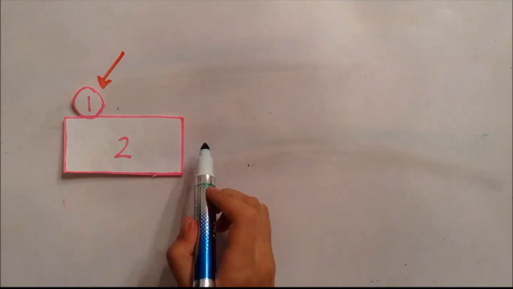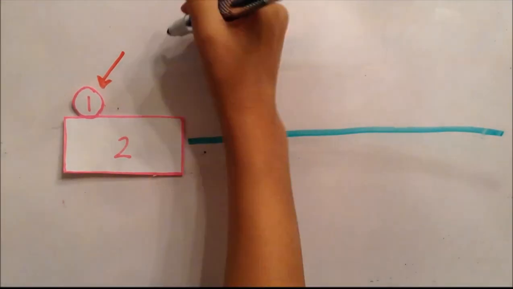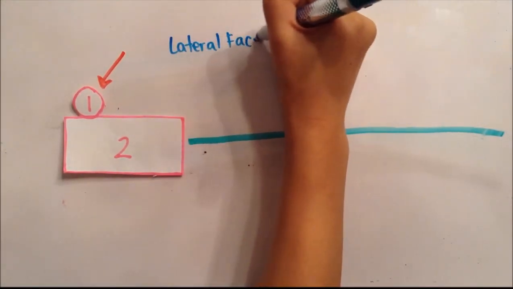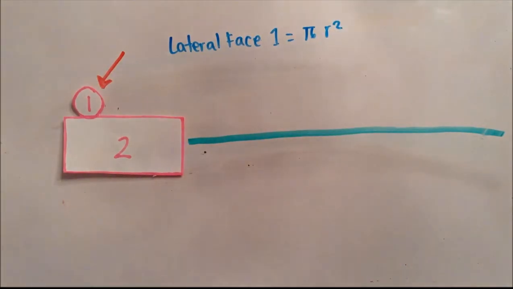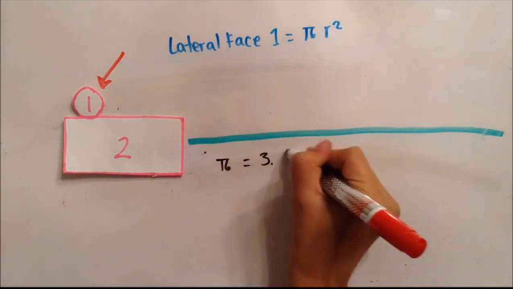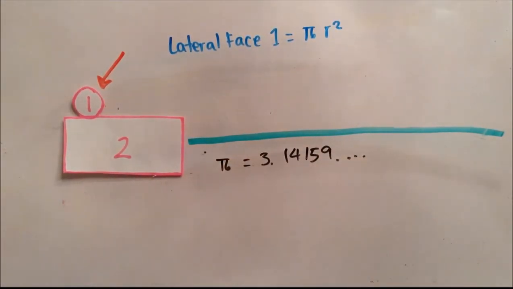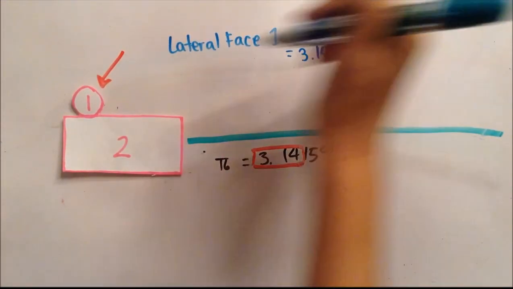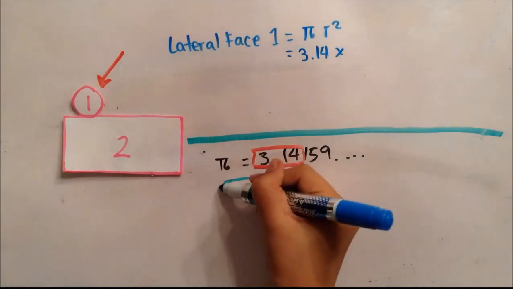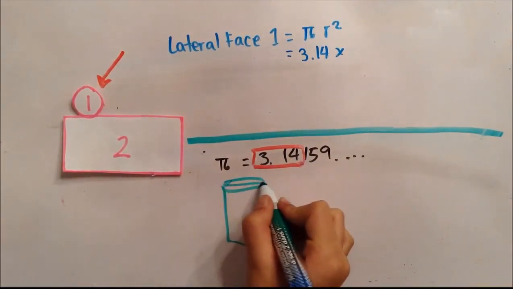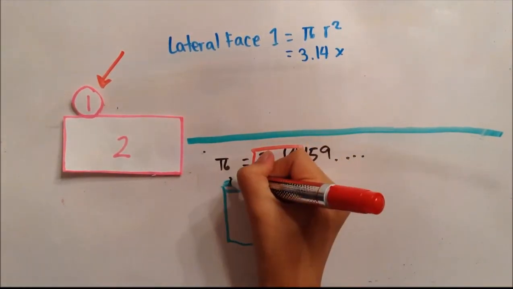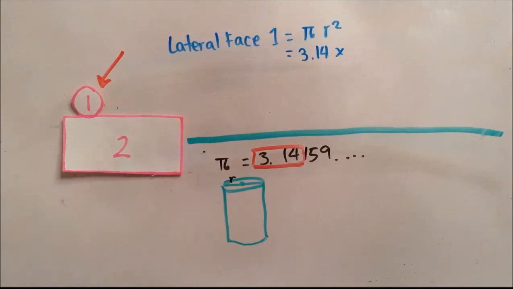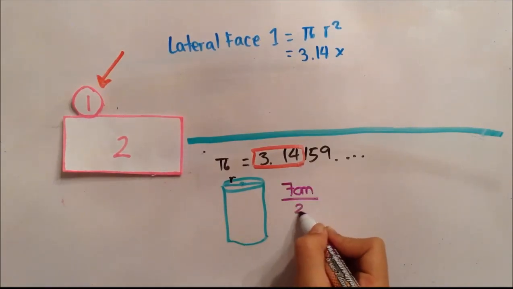For the first lateral face, this is a way of calculating the area of a circle, which is pi multiplied by radius squared. 3.14 is a rounded and simple way of representing the numbers for pi. The radius of the circle is half of the diameter, so in this case, the radius will be 3.5 centimeters. Now we will carefully go through each step one by one and use BEDMAS to get the area of the first lateral face.